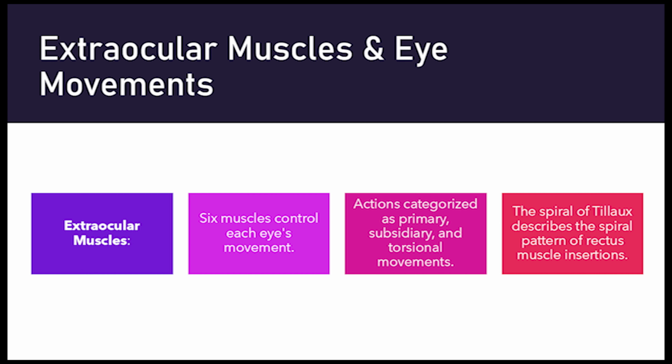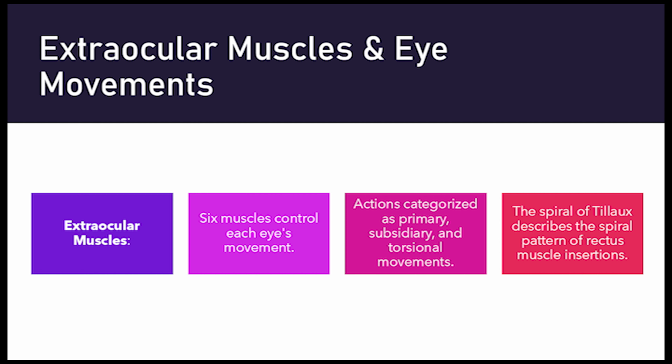And this is where that handy mnemonic, the spiral of Tillaux, comes in to help remember the insertion points of these muscles. Absolutely. It's like a spiral staircase starting at the medial rectus, going to the inferior, then the lateral, and finally the superior rectus, the furthest from the cornea. And that's important for more than just anatomy quizzes, right? Oh, yeah. Surgeons use this knowledge all the time during procedures. It helps them target the correct muscle. Avoid any damage. Precisely. It's like a roadmap of the eye muscles.